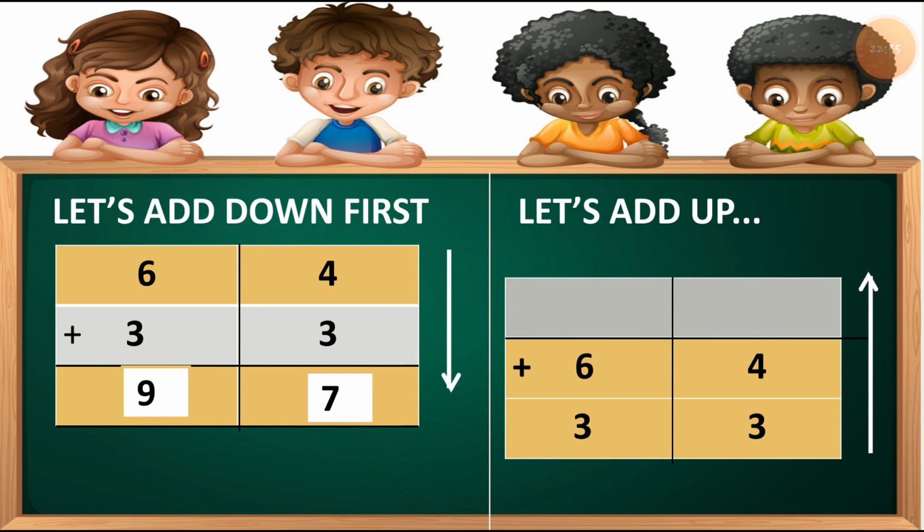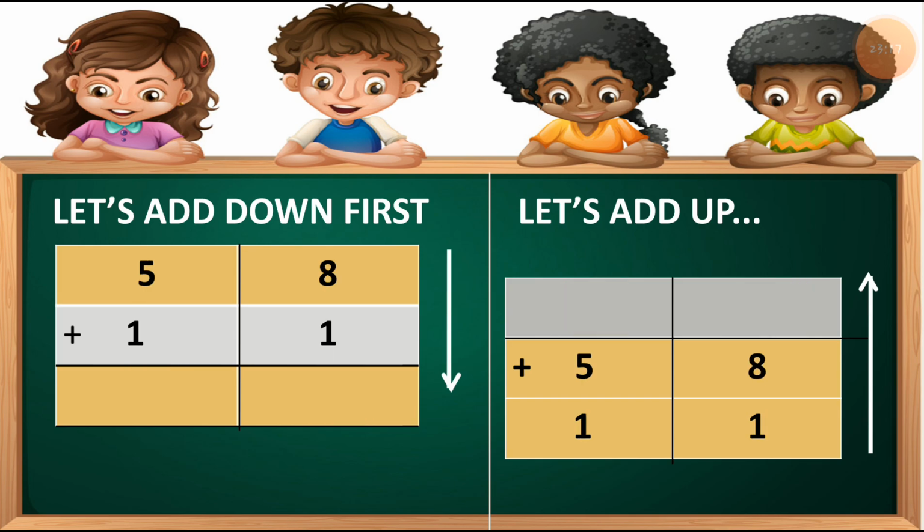Now let's check by adding upside, and the ones column is 3 and 4. So let's take 3 first. So 3 plus 4 is equal to 7. So I write number 7 there. And let's move to the tens column. Here you can see 3 plus 6. Just keep this in your mind. We take 3 first. 3 plus 6 is equal to 9. So you can check our answer is the same on both sides. Downside also 97, and upside also our answer is 97. So you can see both sides have the same answer.